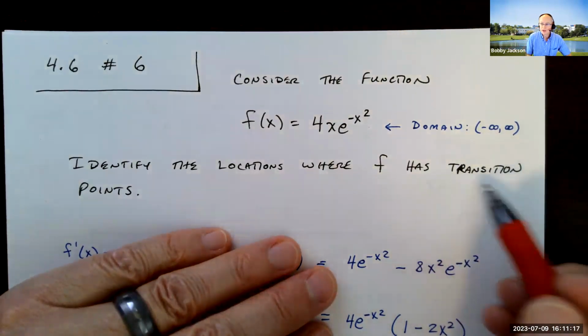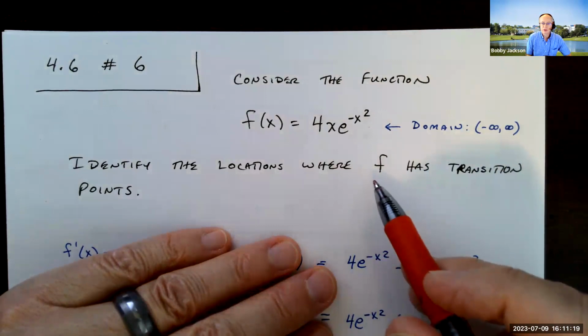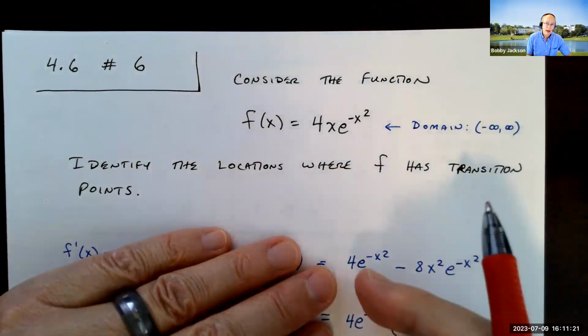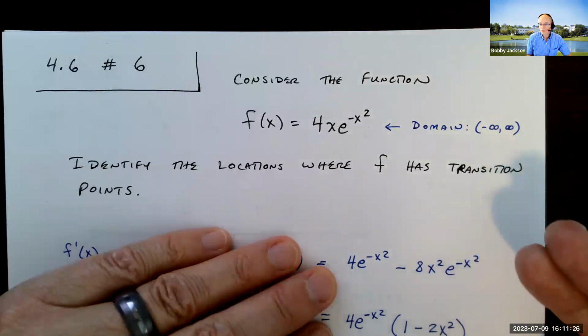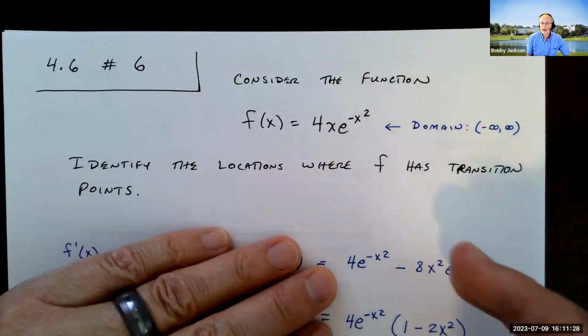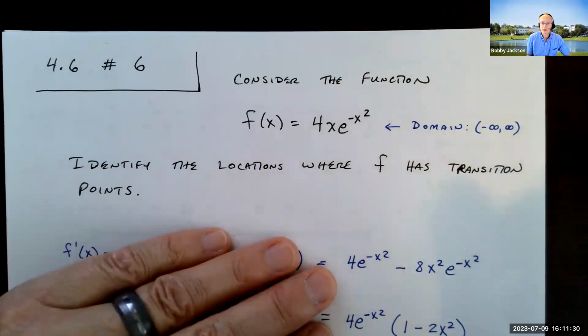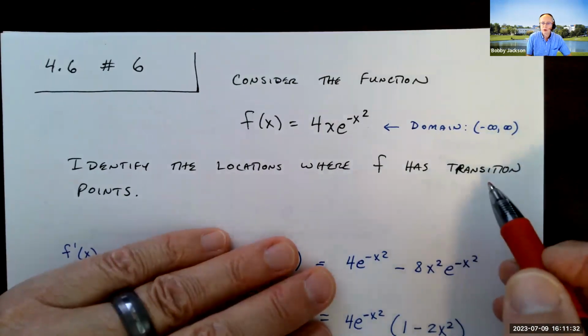By the way, transition points are points in the function where we have either a local max, a local min, or an inflection point, or basically anytime we have a change in shape of the graph, but those are what we're going to be looking for.